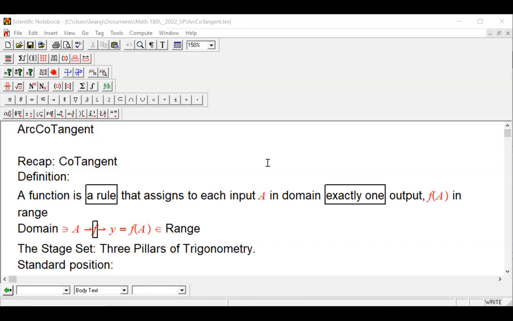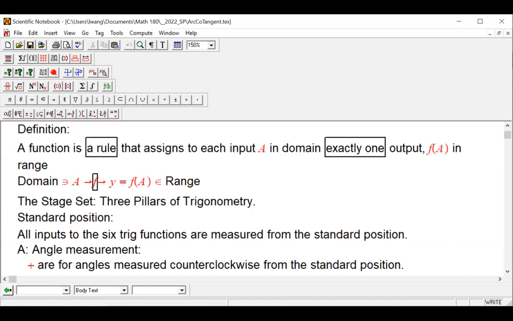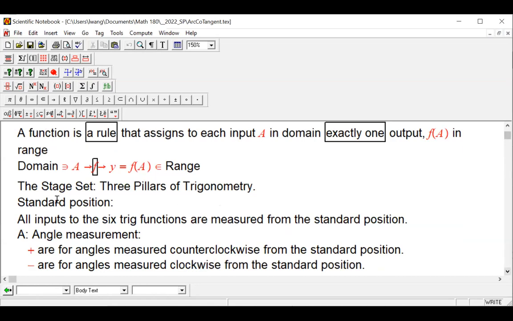Hello, in this lesson, we're gonna work on ArcCoTangent. Before we work on ArcCoTangent, let's recap what we have done for cotangent. We know that cotangent is a function, right? It is a rule that assigns each input angle in the domain exactly one output in the range, right? And we figured out the domain and range for ArcCoTangent already, and we already have the graph.